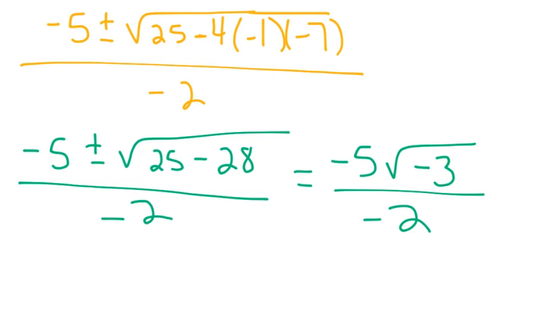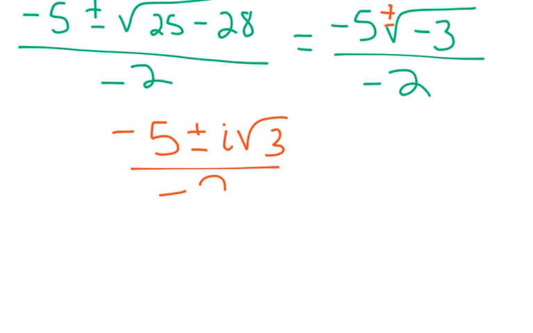Okay, so let's take our negative out. Oh, and I forgot my plus and minus here. Do not forget that. Negative 5 plus or minus, taking our negative out of the root, i root 3 all over negative 2. And really the only thing we can simplify at this point is noticing that 2 negatives make a positive. So our final answer would be, I'm sorry, not negative, positive 5 plus or minus i root 3 all over 2.